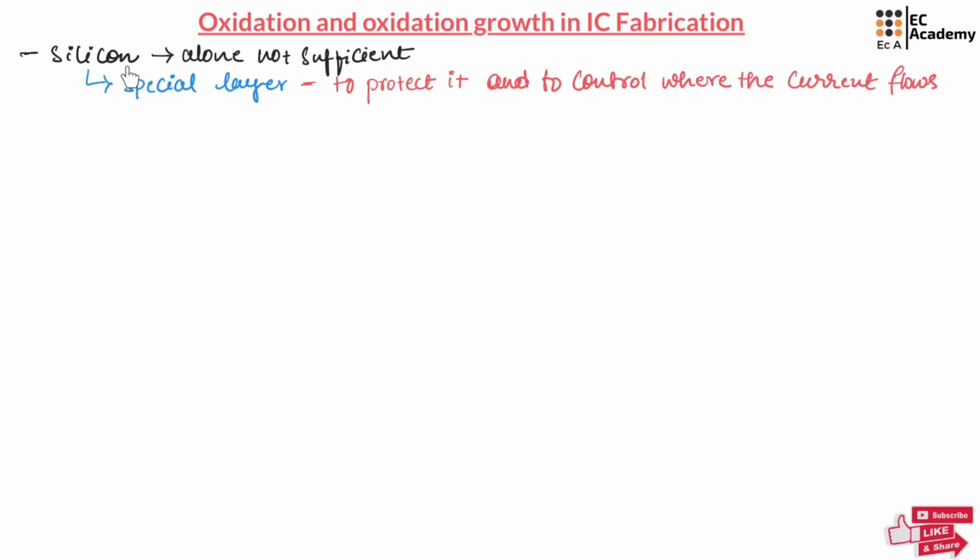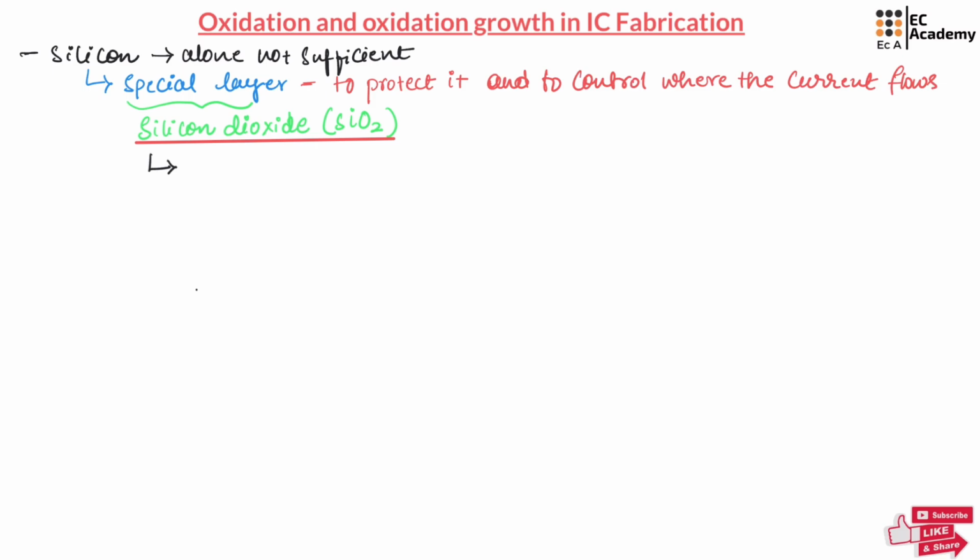So, in electronic devices, silicon alone is not sufficient. Along with this silicon, we need a special layer which protects the silicon, and also this special layer will control where the current flows. The special layer is silicon dioxide, which is SiO2. This silicon dioxide plays a very important role in making silicon integrated circuits.